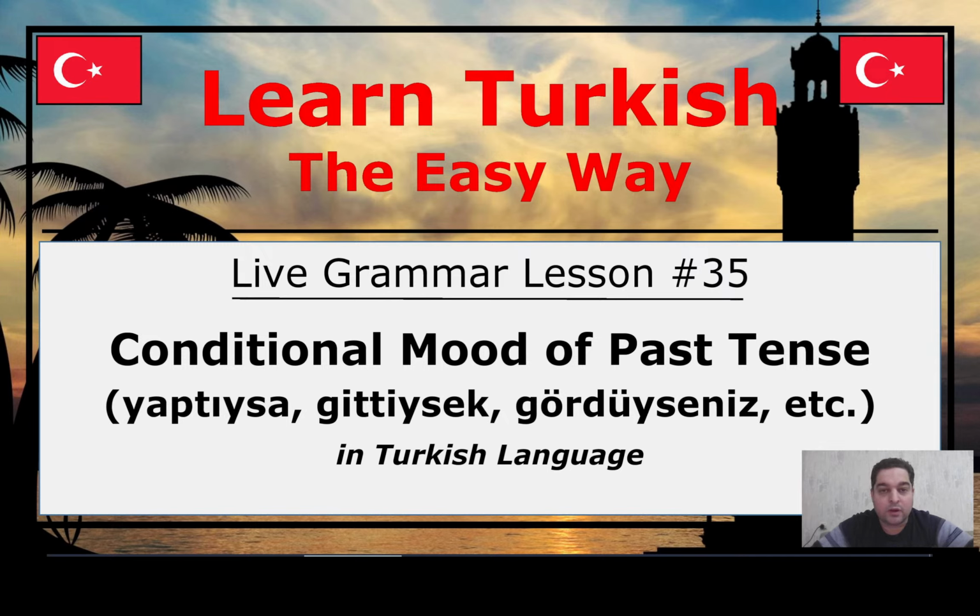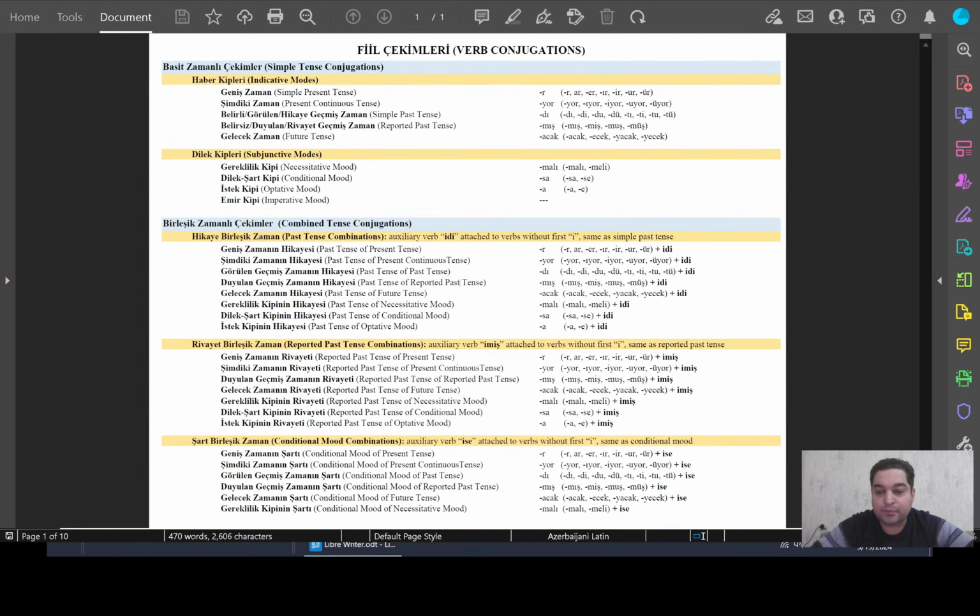So just before we start the grammar part or the conjugation part, let's first see where we are at in terms of our lessons. Here is our well-known PDF file that shows the major two categories or classifications of tense combinations used extensively in Turkish. We had the simple tenses and moods, without any combinations. And then we had the combined versions: the past tense combinations, the reported past tense combinations, and then the conditional mood combinations.